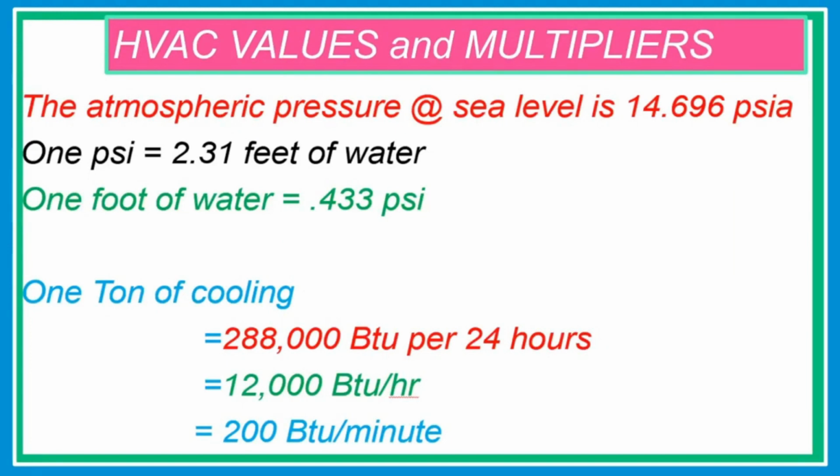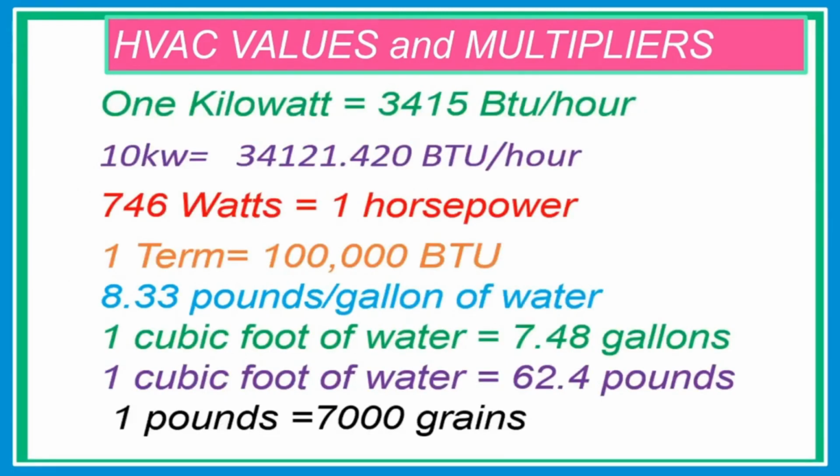HVAC values and multipliers. The atmospheric pressure at sea level is 14.696 psia, or pounds per square inch absolute. 1 psi equals 2.31 feet of water. 1 foot of water equals 0.33 psi. 1 ton of cooling is 288,000 BTU per 24 hours, which equals 12,000 BTU per hour and 200 BTU per minute. 1 kilowatt equals 3,415 BTU per hour. 10 kilowatts, 34,121 BTU per hour.